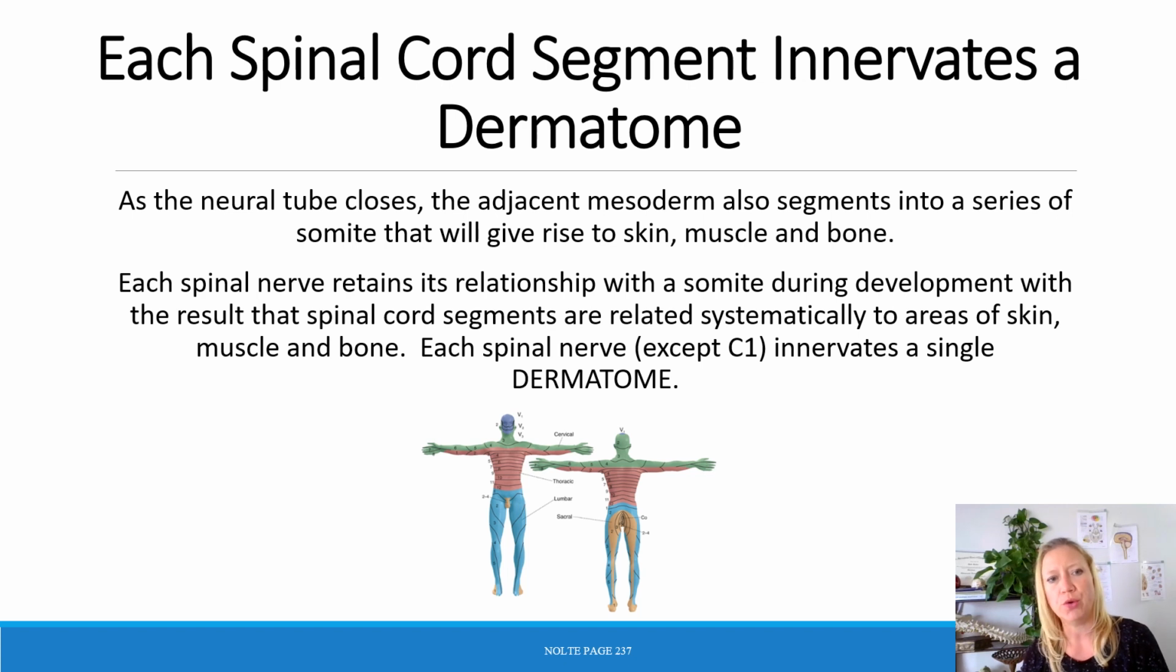So our dermatomes, as the neural tube closes, the adjacent mesoderm, that middle area, also segments into a series of somites that will give rise to the skin, the muscles, and the bones. Okay, so each spinal nerve retains its relationship with this somite during development, with the result that the spinal segments are related systematically to the areas of skin, muscle, and bone. We call that a dermatome. Okay, so skin, muscle, bone, the dermatome. So if this feels numb and tingly or doesn't have good sensation, derm, skin.